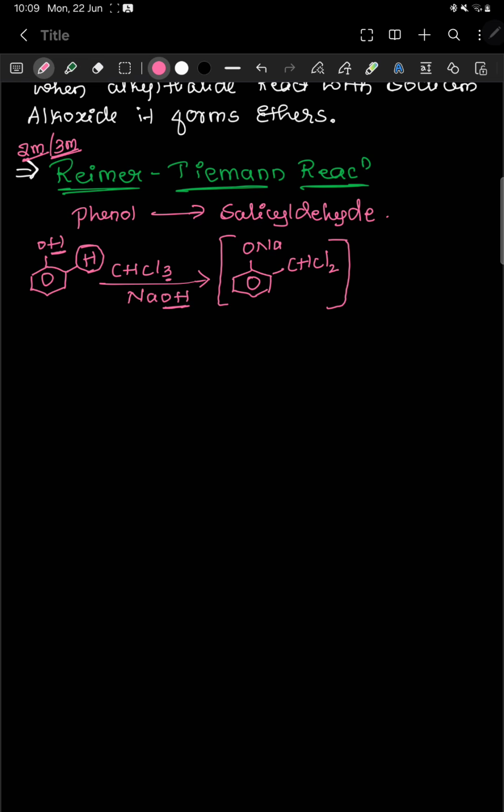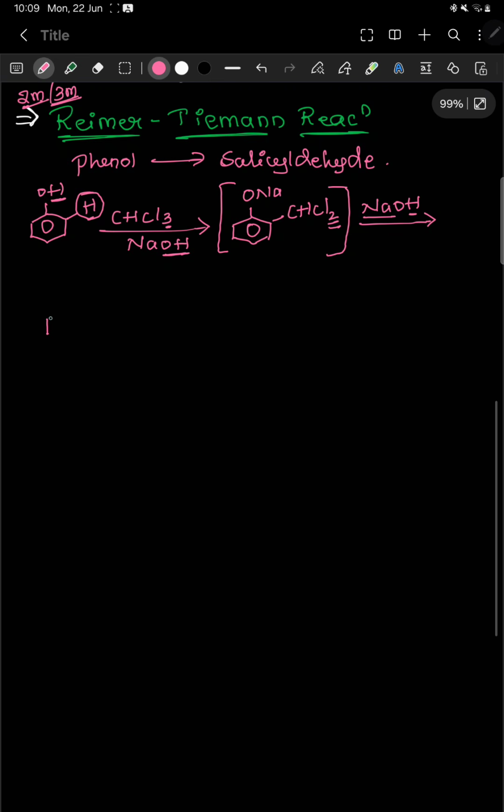So this again I will treat with NaOH. So now what will happen? Here 2 chlorines are there. This one sodium and one chlorine will eliminate as NaCl, and one H and another Cl will eliminate as HCl. See, very easy to remember. So then your molecular structure will be as it is.